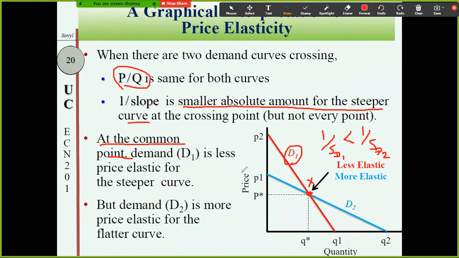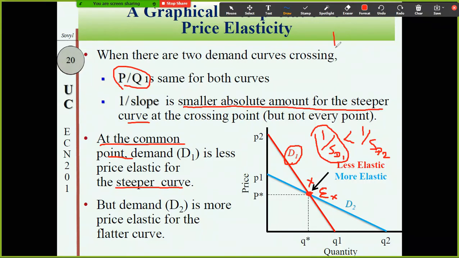At a common point, let's say point X, D1 is less price elastic because it is steeper. Because steeper means smaller 1 over slope. But D2 is more price elastic because it is flatter. So if you have 2 demand curves or 3 or many demand curves that intersect at one point, and we want to find elasticity at this point, not the other points, only this point.